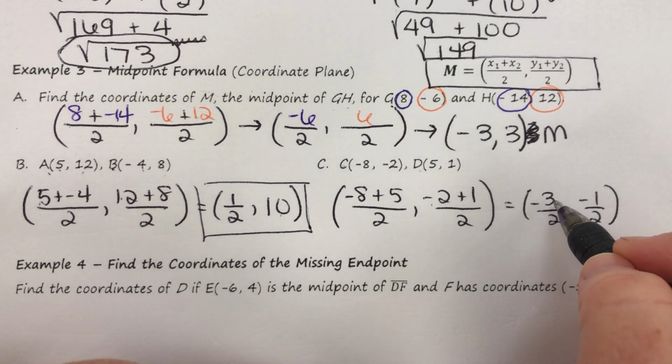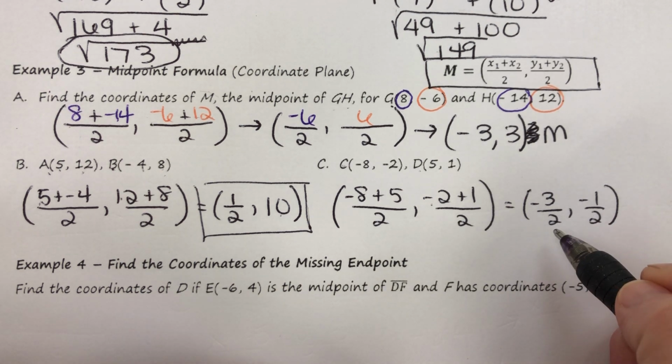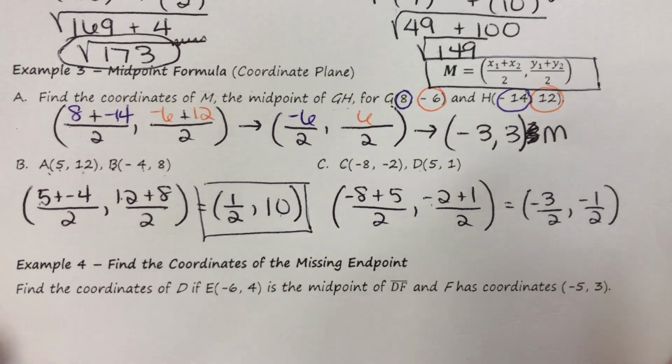But I know that this is negative 1.5, right? Negative 3 over 2 is the same as negative 1 and 1 over 2. So the midpoint is negative 3/2, negative 1/2.